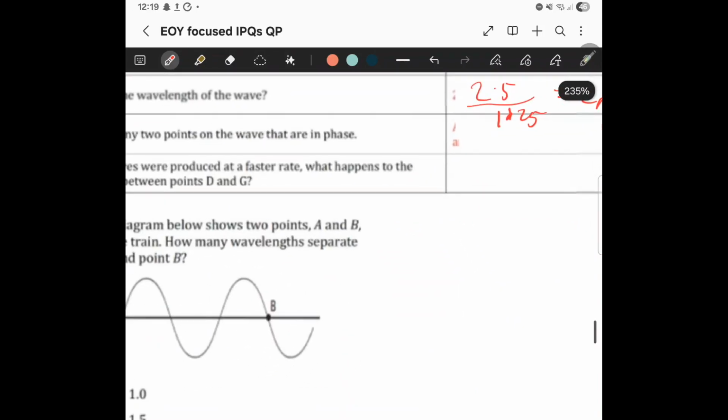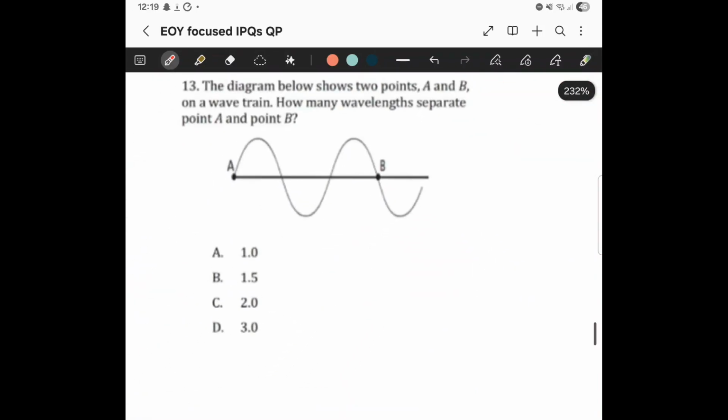The diagram, I didn't write it in the box, but you get the idea. The diagram below shows 2 points, A and B, moving on a wave train. How many wavelengths separate A and B? Let's check. So this is 1 and only a half. 1 1/2. That's one full wave, and that's half a wave. So 1.5 is fine.